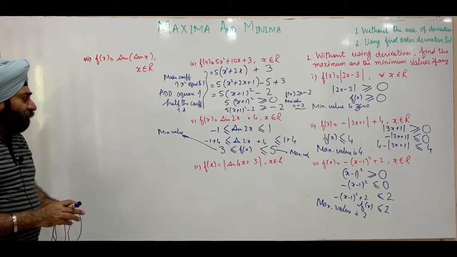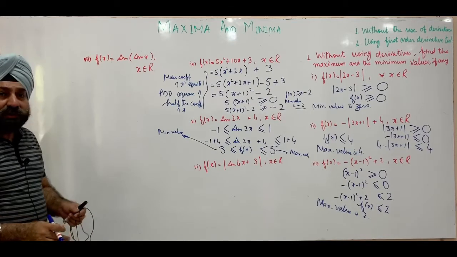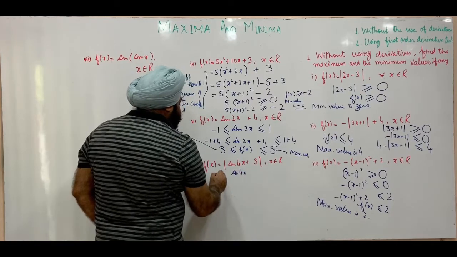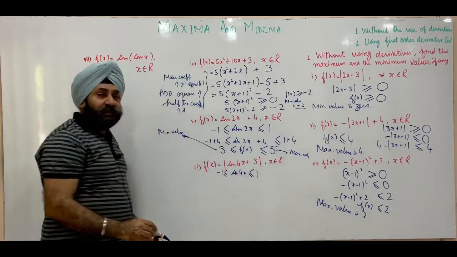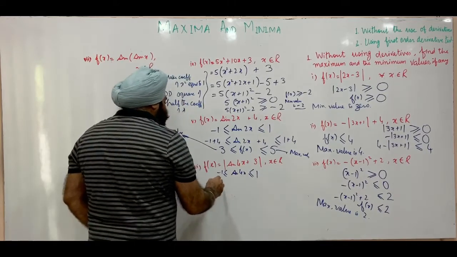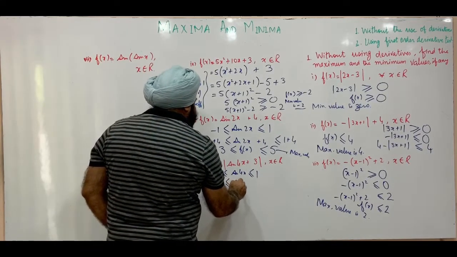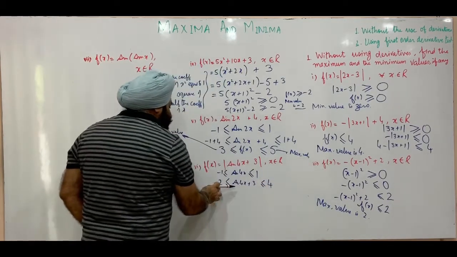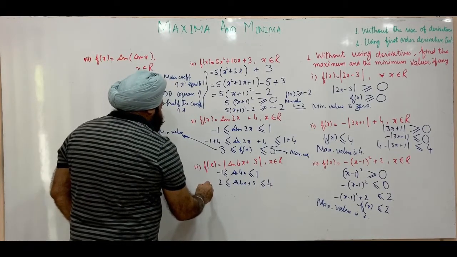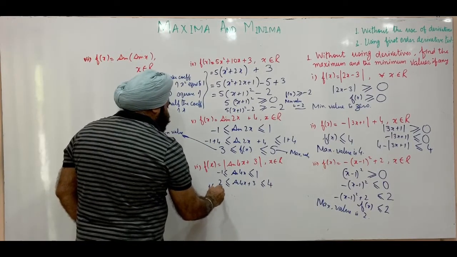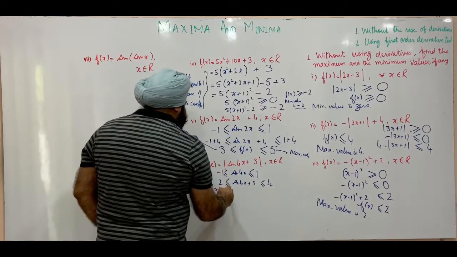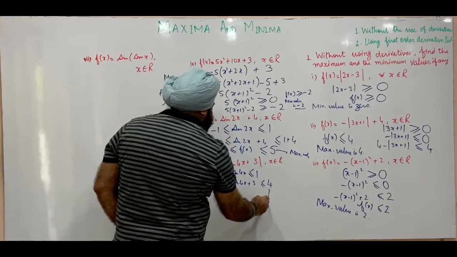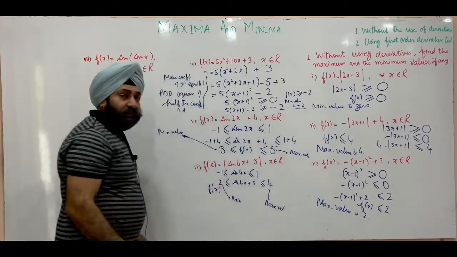The next one, f of x is equal to modulus of sine 4x plus 3. So we start like this: sine of 4x always lies between minus 1 and plus 1. Adding 3, minus 1 plus 3 is 2, and sine of 4x plus 3 is less than or equal to 1 plus 3, that is 4. So since these are positive terms, mod of this expression, or f of x, will have the same set of values. Minimum value is 2 and the maximum value is 4.